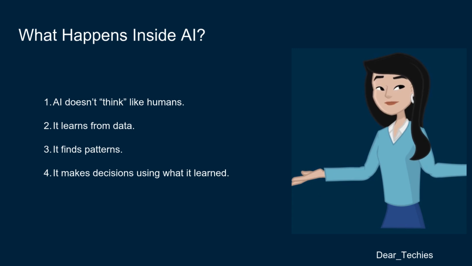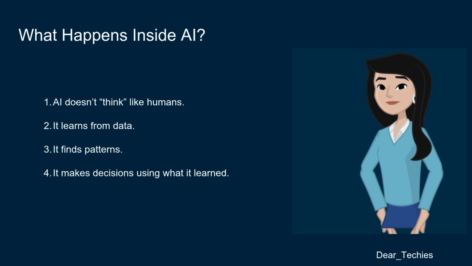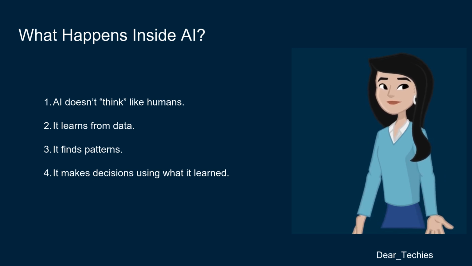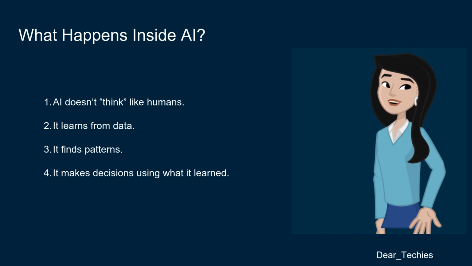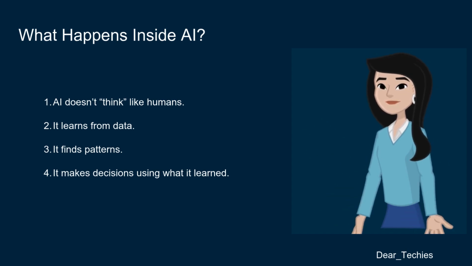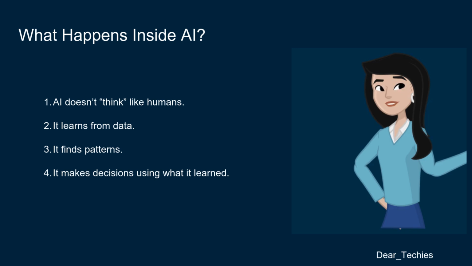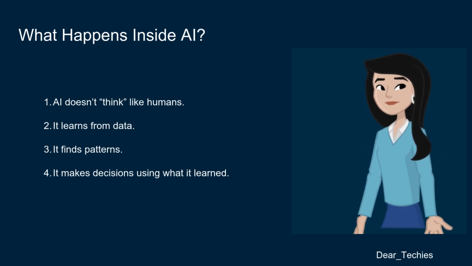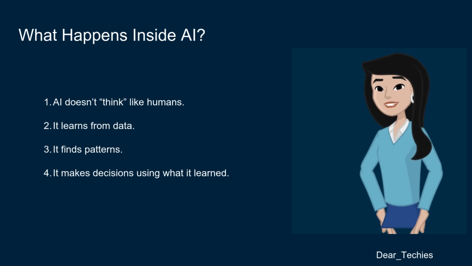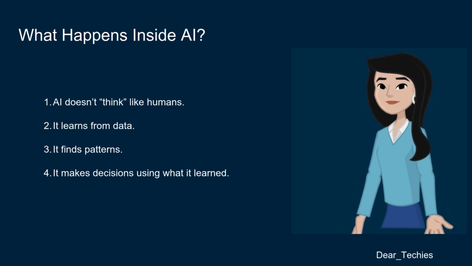First, remember this. AI doesn't think like humans. It doesn't have emotions or imagination. Instead, AI learns from data. It studies patterns from large amounts of information and then uses that learning to make smart decisions. So, we can say that AI equals learning from data plus making decisions. Everything AI does, from recognizing faces to suggesting your next YouTube video, all starts with this basic idea.